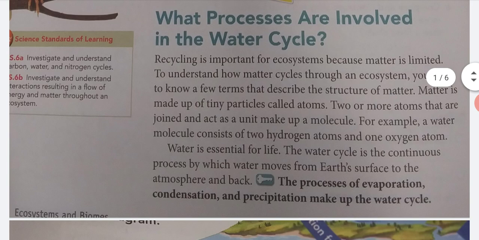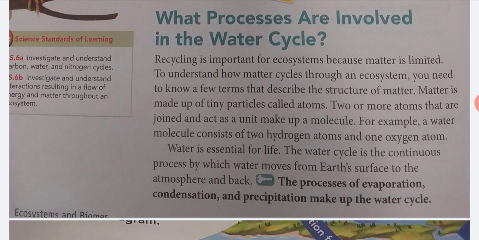What processes are involved in the water cycle? Recycling is important for ecosystems because matter is limited. To understand how matter cycles through an ecosystem, you need to know a few terms that describe the structure of matter. Matter is made up of tiny particles, called atoms. Two or more atoms that are joined and act as a unit make up a molecule. For example, a water molecule consists of two hydrogen atoms and one oxygen atom.